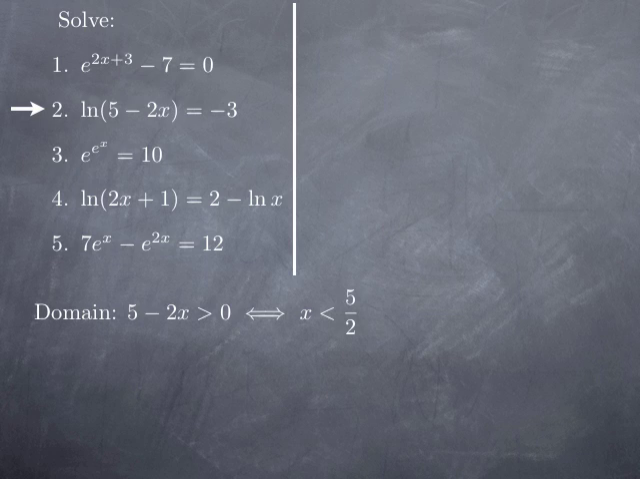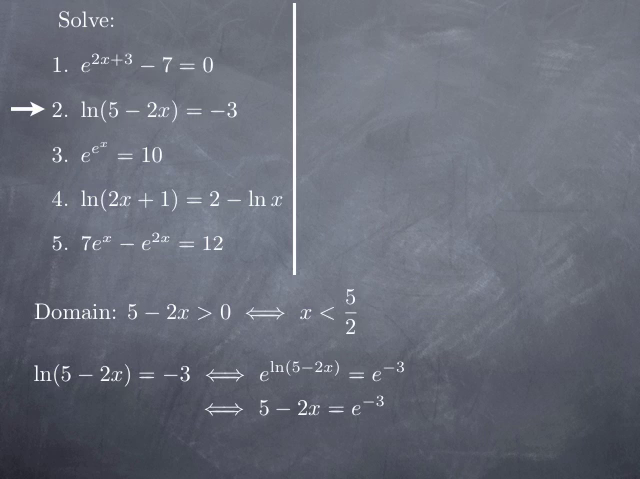So with this in mind, we have our natural log already isolated, so we can just take the exponential on both sides and we get the equivalent reformulation that e to the ln of 5 minus 2x, which is going to be just 5 minus 2x, is equal to e to the negative 3. Once again, that converts my logarithmic equation into a linear one.